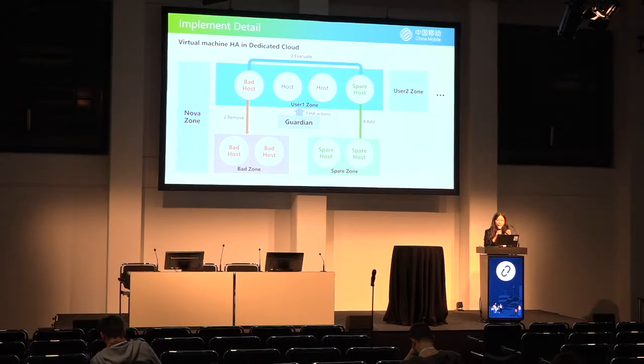And every user in the dedicated cloud has their own user zone. For example, user one has four nodes. Three nodes have VMs running on them, and there is only one spare host, with no virtual machines running on it. And if the Guardian finds failures on one of the hosts, it will do the HA actions and remove the bad host from the user root and move it into the bad root.